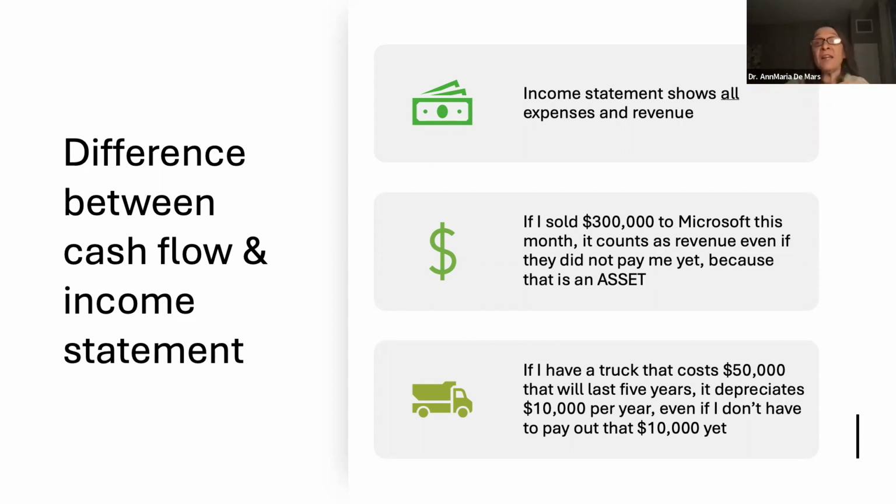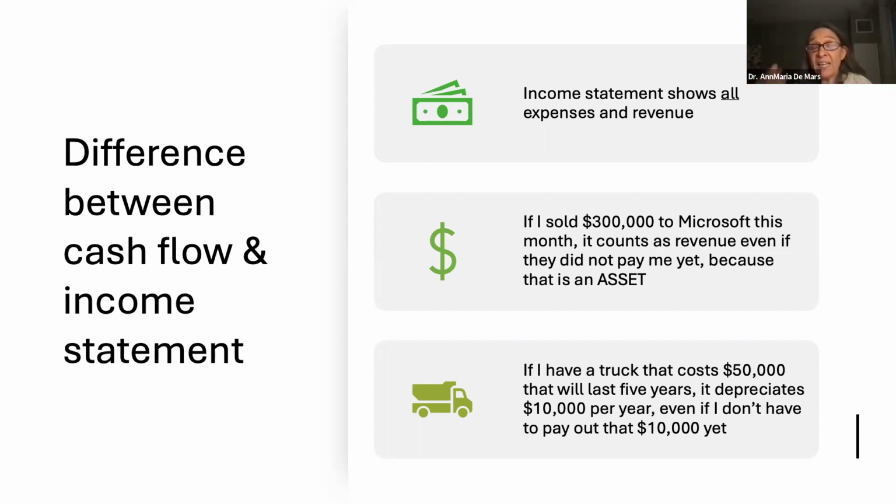The other thing that happens is with depreciation. For example, if I have a truck that costs $50,000 that's going to last 5 years, it's going to depreciate at $10,000 a year. And so my cash flow is going to look great right up until that 5th year, when I no longer have a truck and I need to come up with $50,000.